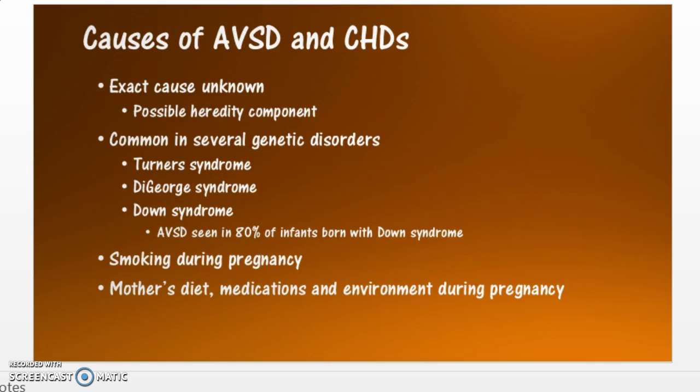The exact cause of AVSD and CHDs is unknown. There's possibly a hereditary component, but there is not enough research to prove that. CHDs can be very common in several genetic disorders, such as Turner syndrome, DiGeorge syndrome, and Down syndrome. And AVSD in particular is seen in 80% of infants born with Down syndrome.